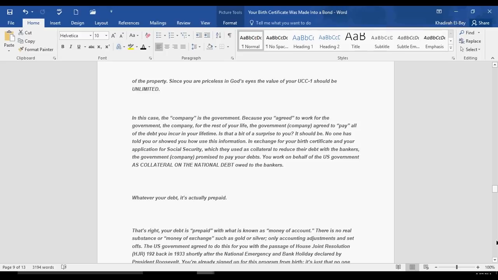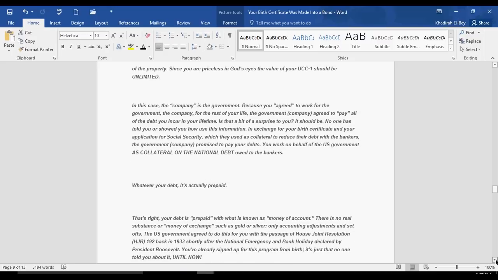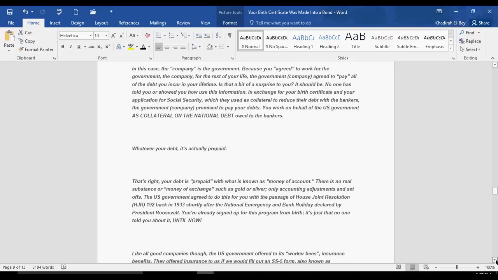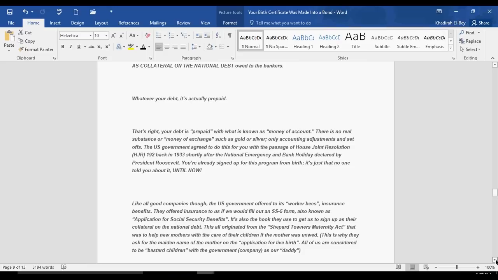In exchange for your birth certificate and your application for the Social Security card, which they use as collateral to reduce the debt of the bankers, the government company promises to pay your debt. You work on behalf of the United States as collateral on the national debt owed to the bankers, making you a private banker whenever your debt is actually prepaid. That's right, your debt is prepaid, and it is known as the money account.